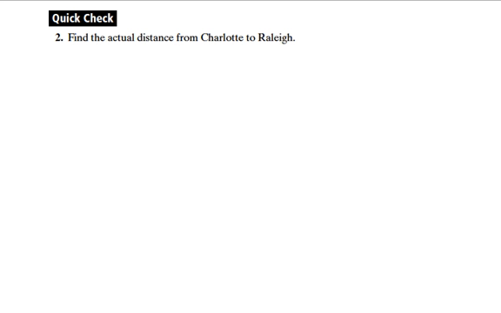It's a little difficult to measure on my computer screen, but I figured it to be roughly 3 centimeters. In your homework, you won't have to do any actual measurements, so we're not going to have issues of, well, I measured a little bit different than someone else. So we're going to say that from Charlotte to Raleigh is 3 centimeters.